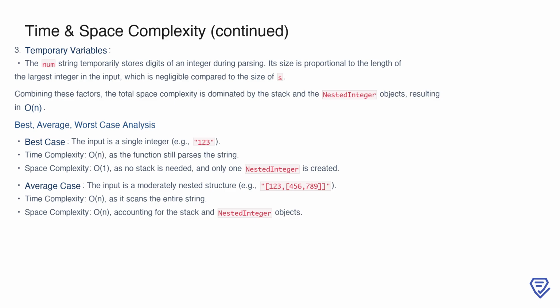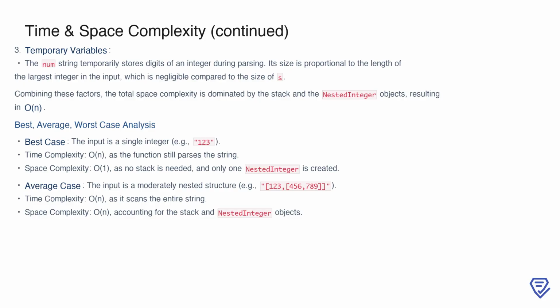The number variable temporarily holds digits of an integer during parsing, and its size is proportional to the length of the largest integer in the input. However, this is negligible relative to the total size of the string s. When all factors are combined, the space complexity is dominated by the stack and the memory required for nested integer objects, resulting in an overall space complexity of O(n).